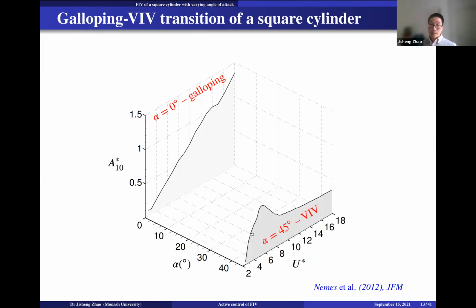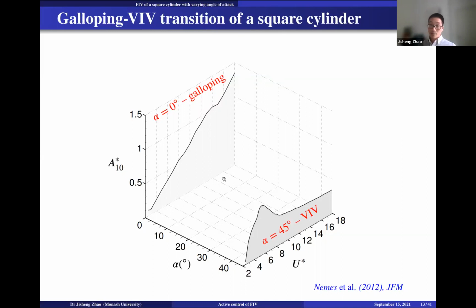And then the other case that we consider is the 45-degree case, which is like a diamond. The diamond case, in terms of the geometry, will look like a circular cylinder, but it will have a fixed separation point at the top corners. So in this case, the diamond experiences a VIV-dominated feature. So we label it as a VIV response.